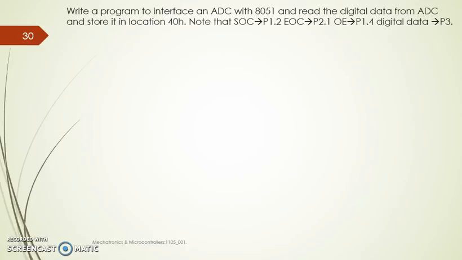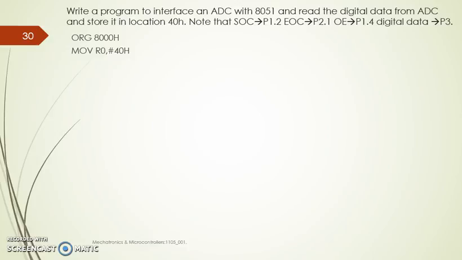Let us take a simple example. Write a program to interface an ADC with 8051, read the digital data from the ADC and store it in location 40H. Let us make a note of the pins used for interfacing. Port P1.2 is connected to the SOC of the ADC. P2.1 is connected to the EOC pin of the ADC. P1.4 is connected to the OE pin, and port 3 is used for receiving the digital data.